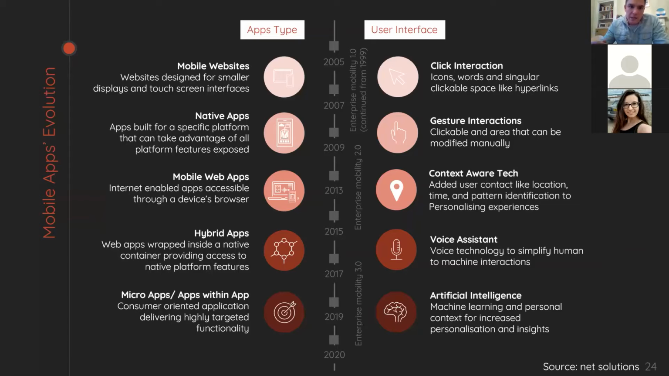Also aligned with that is the evolution of the user interface. We've evolved from click interaction on devices all the way to gesture interactions. Now we've got content-aware text, for example, geolocation that can alert you with notifications based on where you are. Voice technology has also been an evolution, with the likes of Alexa and Siri. And you've also got artificial intelligence now, which drives a lot of platforms in the back end to deliver better experiences for the users.